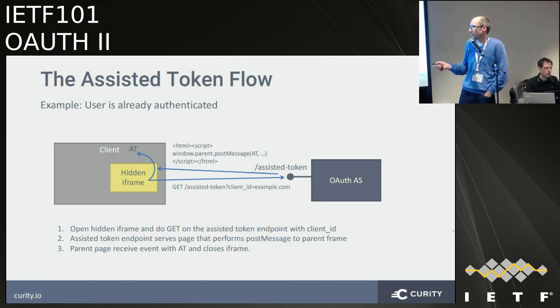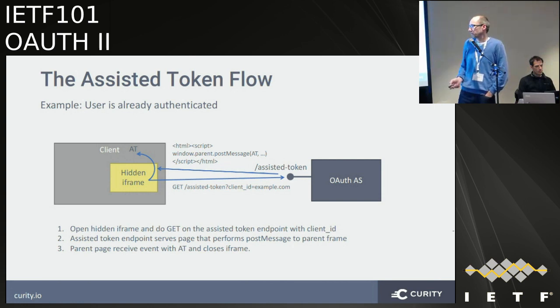So you make the request to the assisted token endpoint with at least the required parameter of client ID. And then if the user is already authenticated and has consented to this client, it will return HTML with a postMessage posting the access token from the hidden iframe into the client.